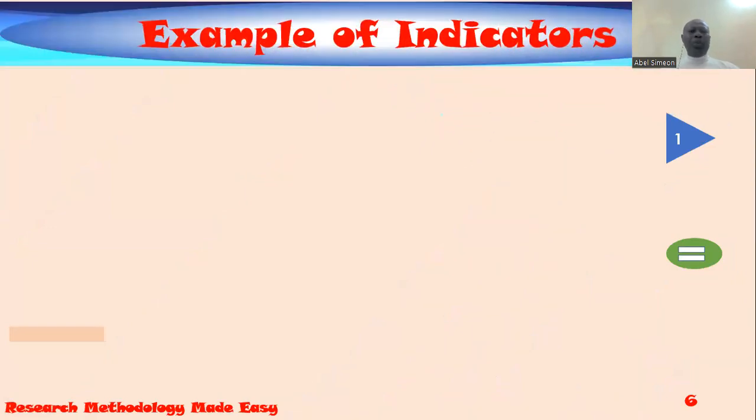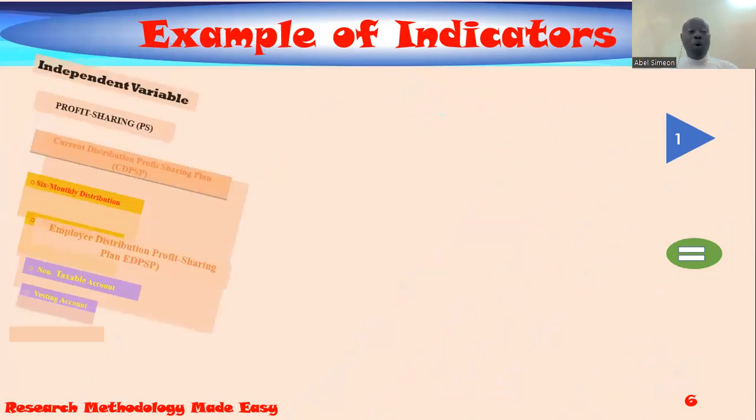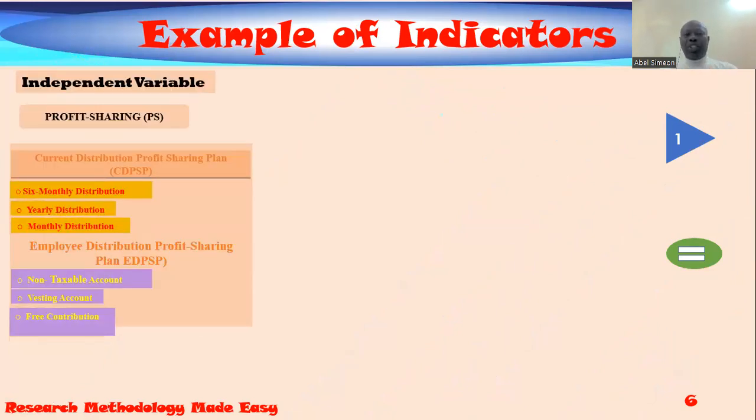Having given you that background, let me explain with my conceptual framework here what these dimensions are, the item dimensions and the factor dimensions. Now we have on the left-hand side the independent variable. The independent variable in this very case is profit sharing.